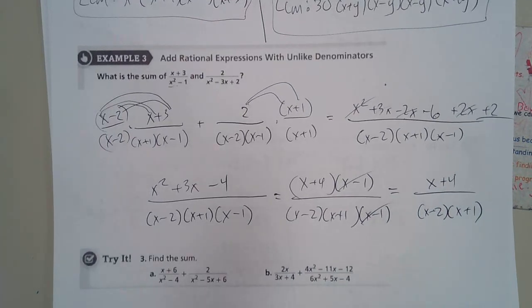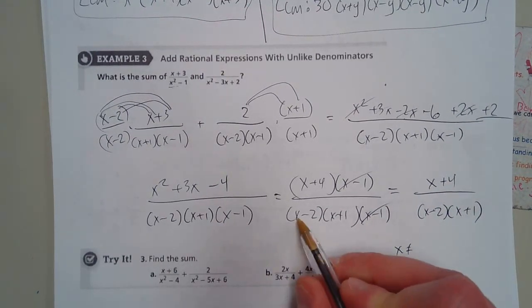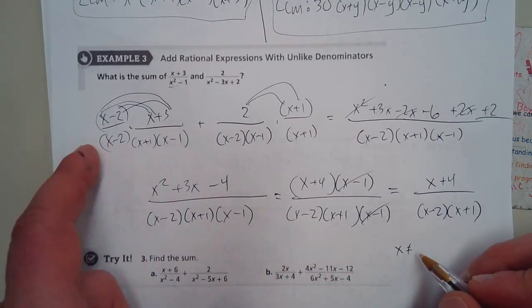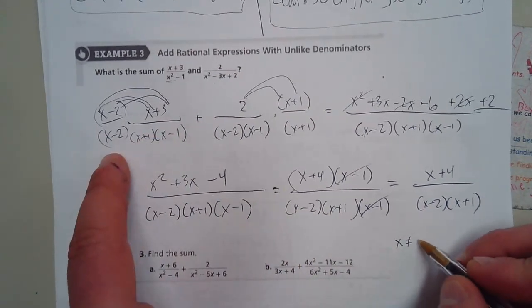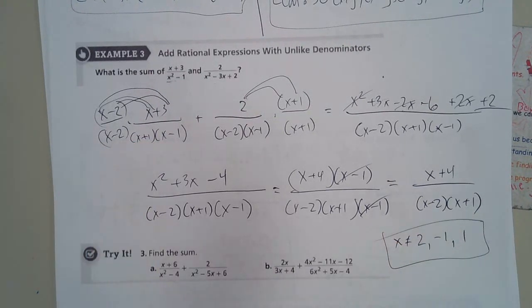As always, we can include the restrictions here. And remember, it's anything that's been in the denominator. So it's going to be all these three zeros basically. So there's 2, negative 1, positive 1.